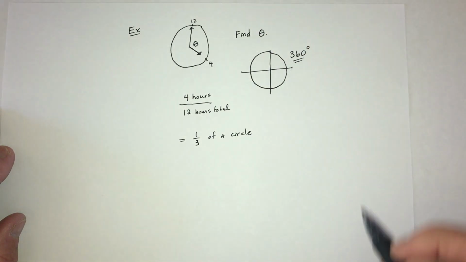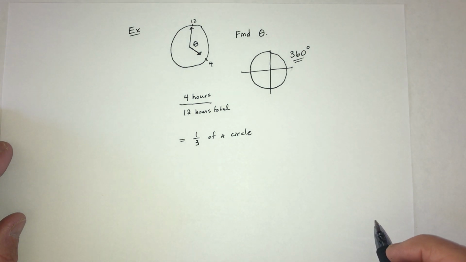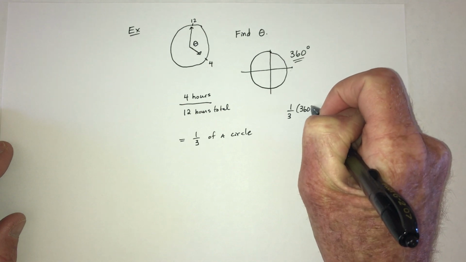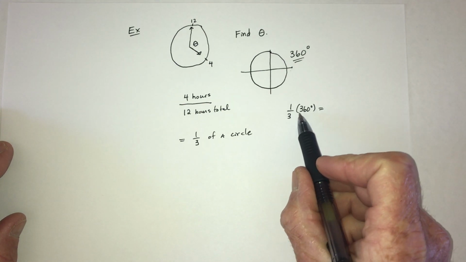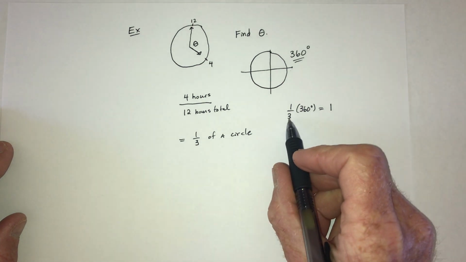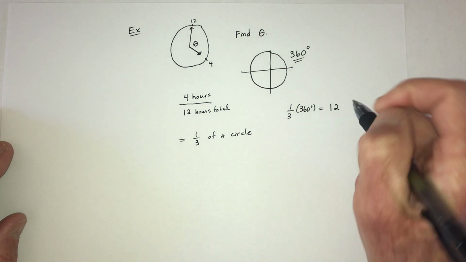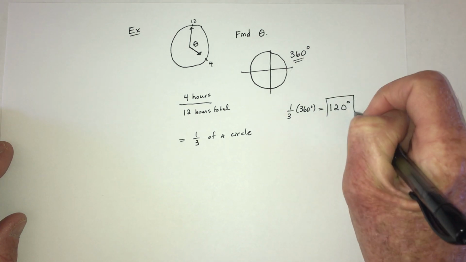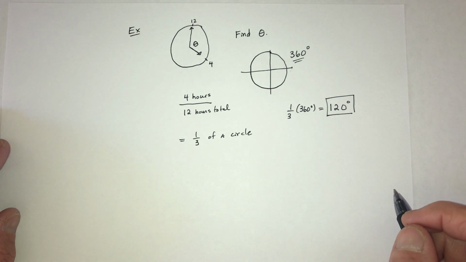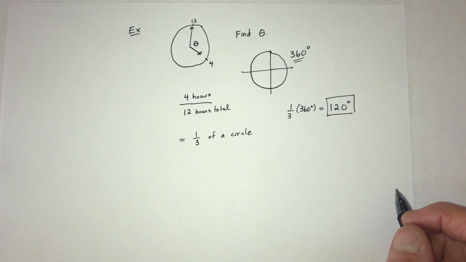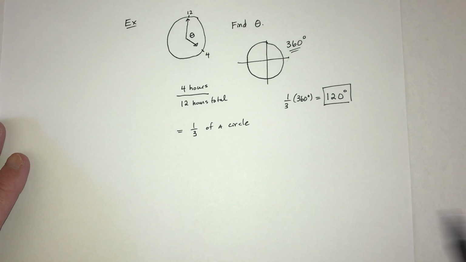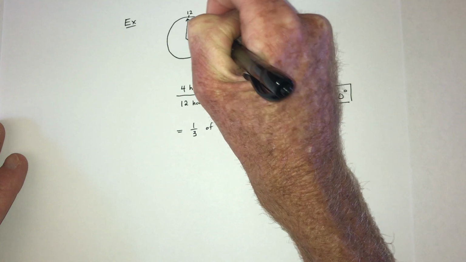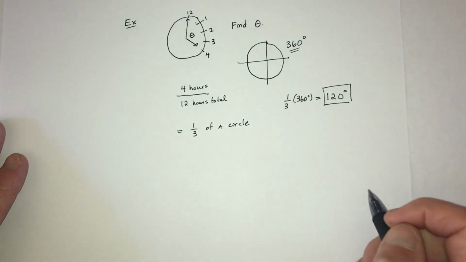Now I'll just use this idea. What's 1/3 of 360? A 3 will divide into 3 one time, a 3 will divide into 6 two times, and a 3 will divide into 0 0 times. So that is 120 degrees. Now, just for extra fun, if you want to know another way to do it, you could say for each hour, so here's 1 o'clock, 2 o'clock, 3 o'clock, etc.